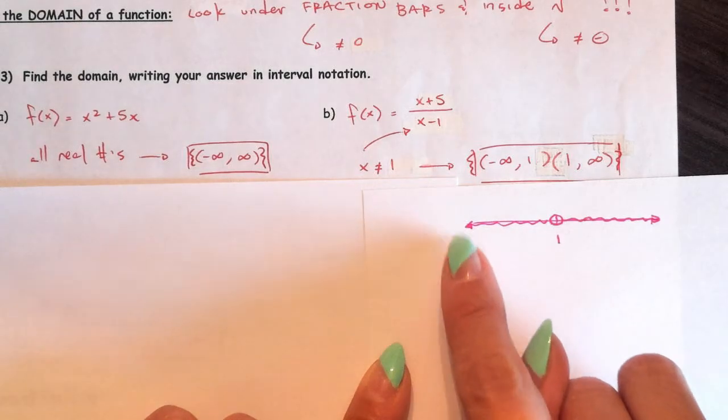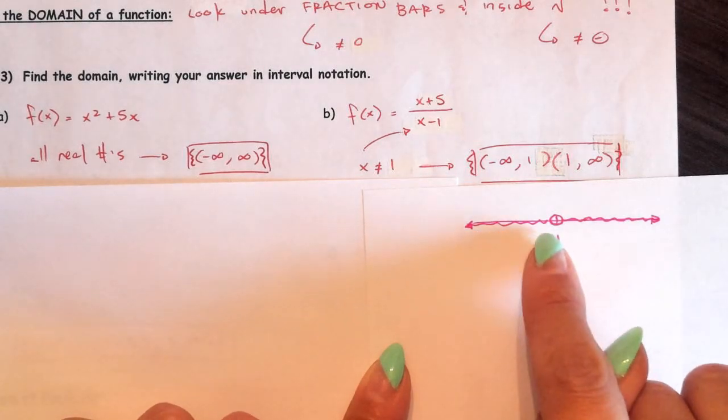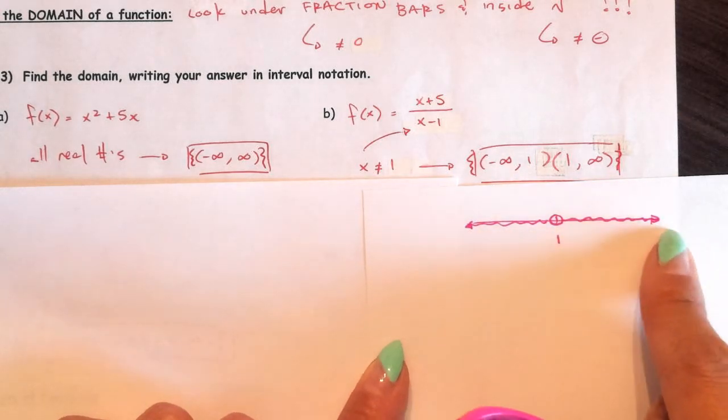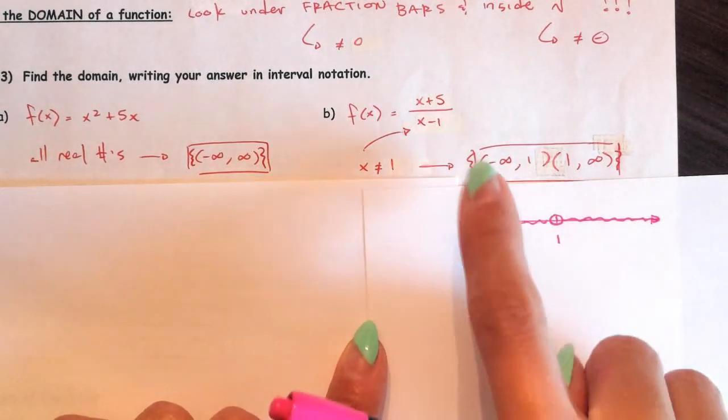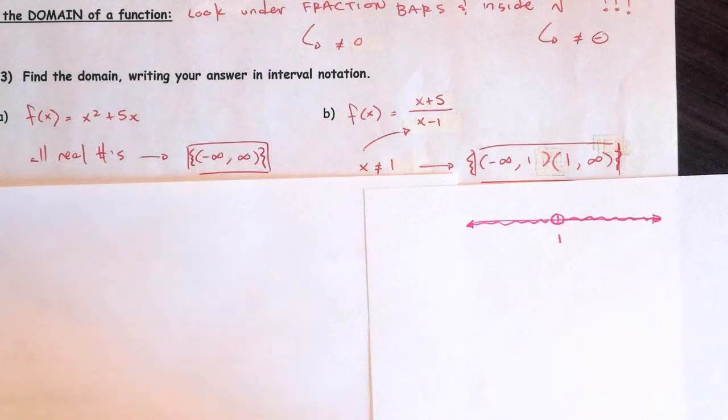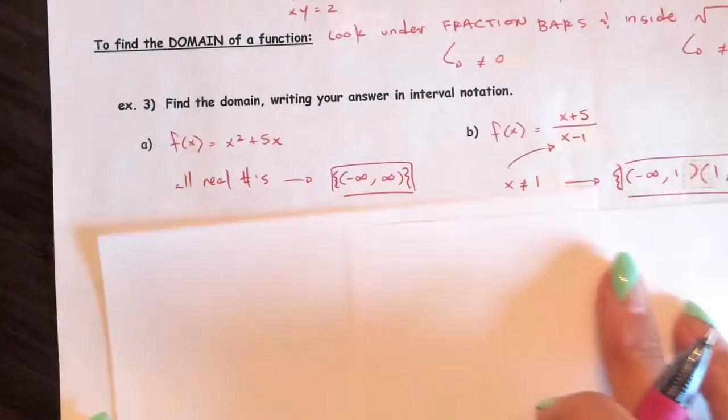You can see it going from negative infinity, and then it skips over the 1, so that's why there are parentheses, not brackets, and then it goes to positive infinity. Infinities are always parentheses, because infinities are not included, right? Infinity is not a real number, so you can't include it, so you can't have brackets. Okay? All right, let's try another.